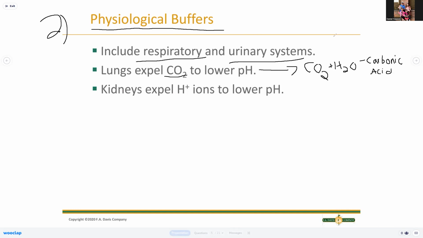But basically, you think CO2 and hydrogen ions have a symbiotic relationship. So if hydrogen ions are going up, that means CO2 is going up. These are correlated together.